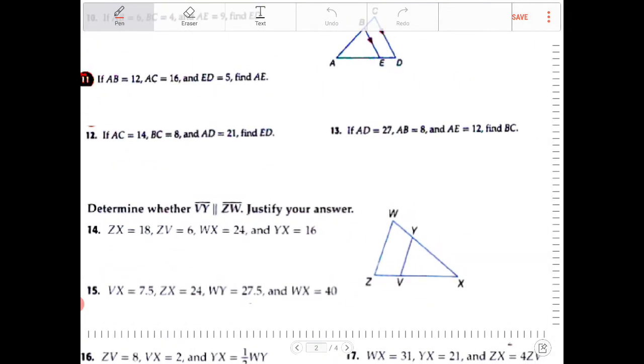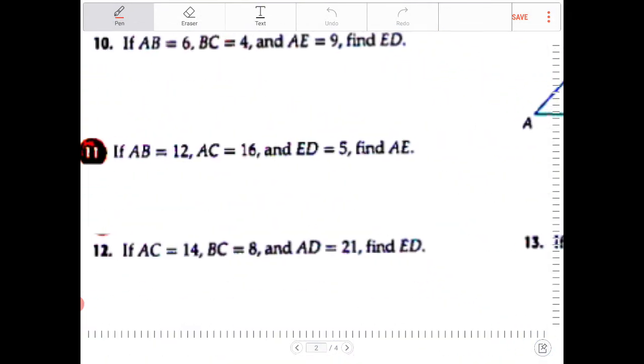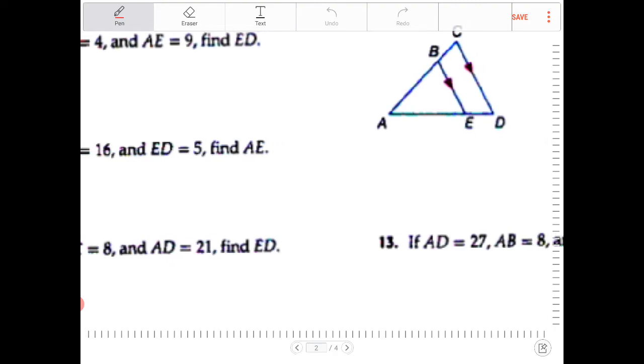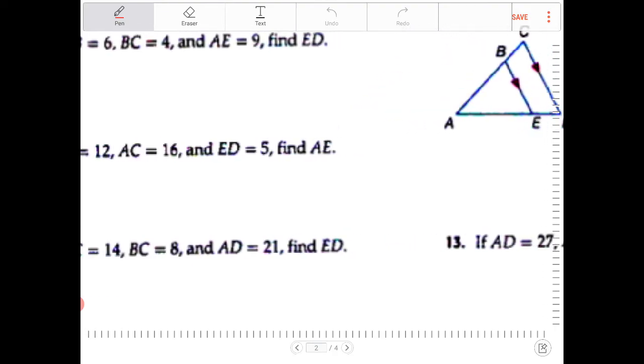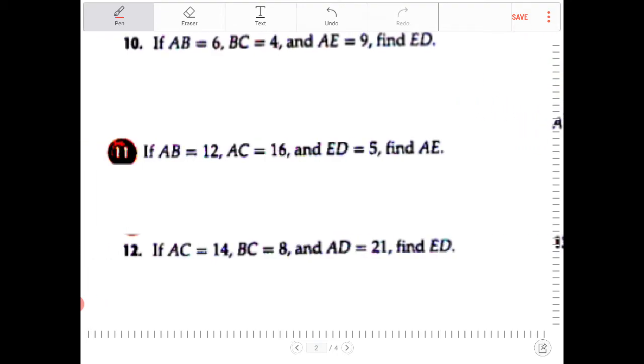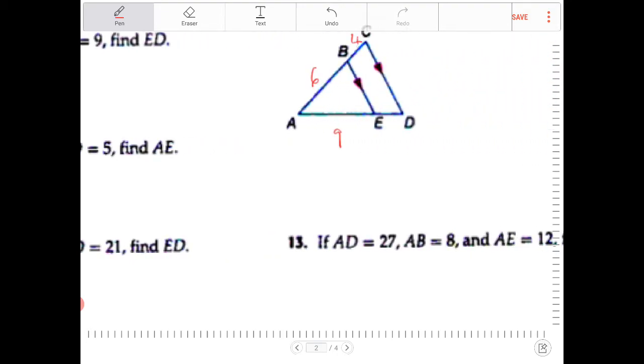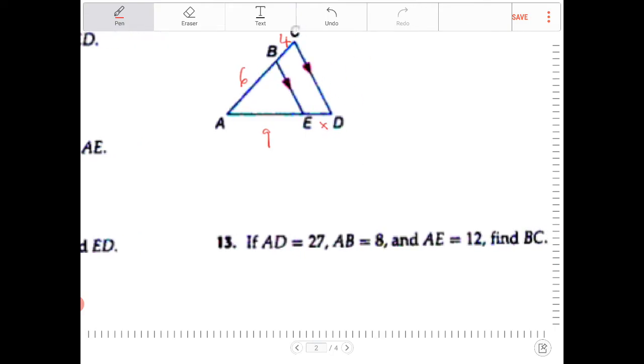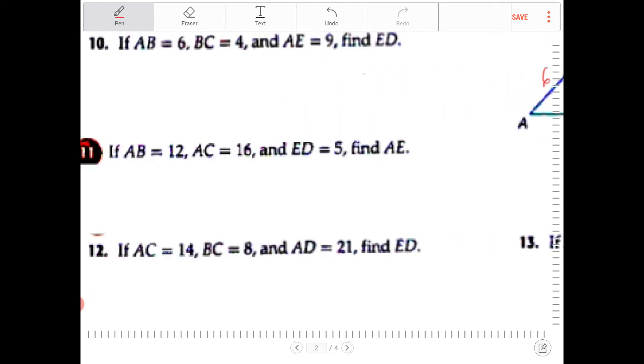Okay, moving on. If AB is equal to 6 and AE is equal to 9, find ED. AB is equal to 6, AE is equal to 9. BC is equal to 4. Find ED. So I'm going to call ED x. So I can conclude that 9 over x is equal to 6 over 4. Cross multiply, I end up with 36 is equal to 6x, or x is equal to 6. So therefore ED is equal to 6.